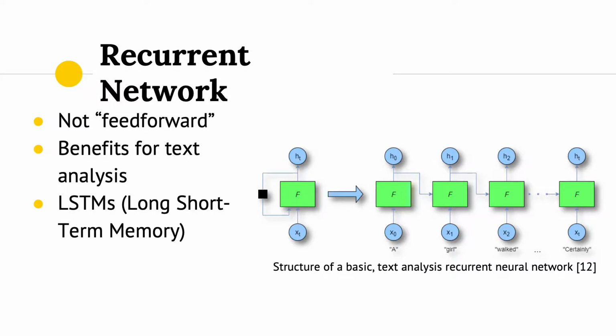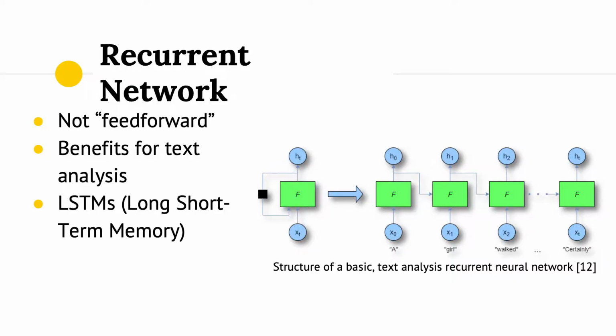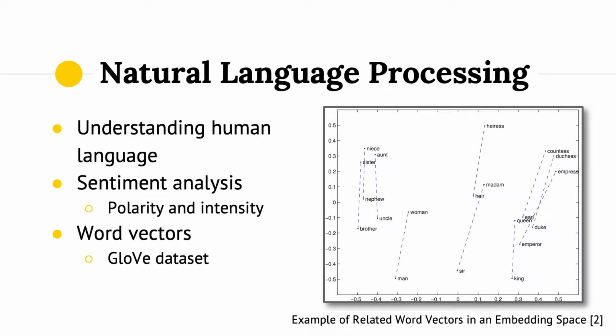However, one problem with simple RNNs is that as you reach the end of a sequence, you tend to forget the beginning of the sequence, the beginning of a sentence in this case. That's where we use LSTM, which stands for long short-term memory. It can connect the beginning of a sentence to the end of a sentence. Depicted here is a typical structure for a simple recurrent neural network. Those were all the machine learning algorithms we used in this project.